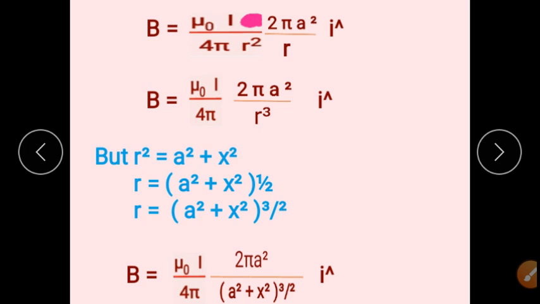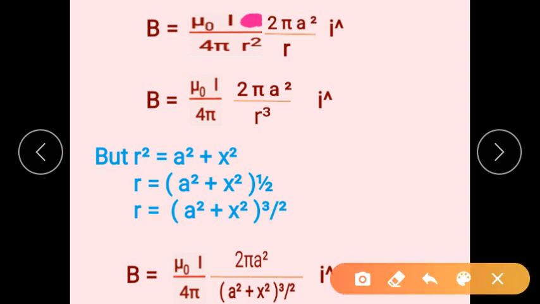Again, you see the triangle in the diagram. If we apply Pythagoras theorem, we can write r² is equal to a² plus x², or r is equal to (a² plus x²) raised to 1 by 2, that is square root of a² plus x². So r³ is equal to (a² plus x²) raised to 3 by 2. Therefore, instead of this r³, what we can write? (a² plus x²) raised to 3 by 2 we can write.